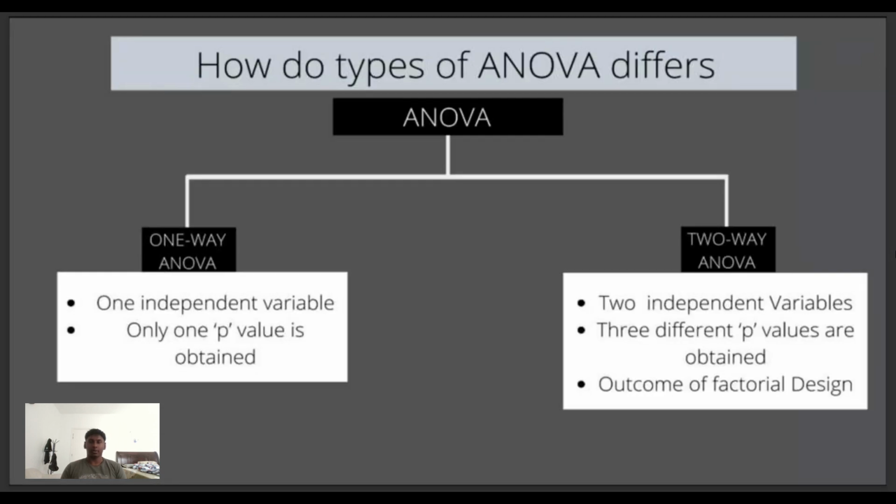How do types of ANOVA differ? A one-way ANOVA has only one independent variable and only one p-value is obtained, whereas a two-way ANOVA has two independent variables, three different p-values are obtained, and the outcome is of a factorial design.